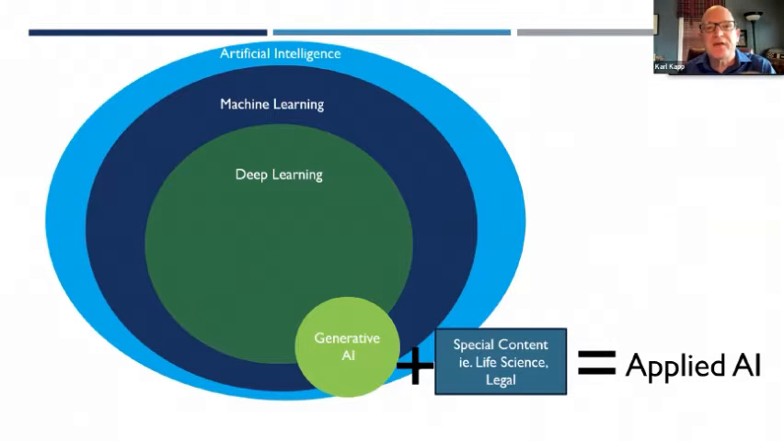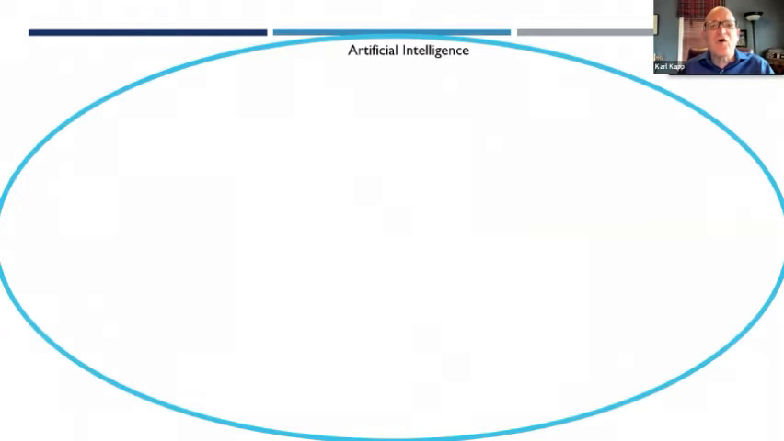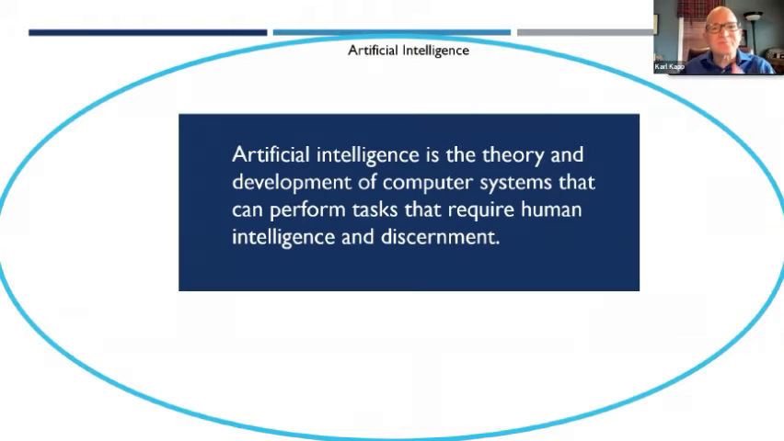And then we have applied AI. So let's look at what all these terms mean. They're often used interchangeably, but they're not really interchangeable terms. So first of all, artificial intelligence. What is it? That's our broad circle. Well, artificial intelligence is basically the theory and development of computer systems that can perform tasks that require human intelligence and discernment. It acts as a human. That's the broad field of artificial intelligence.